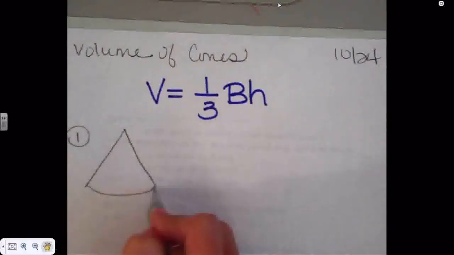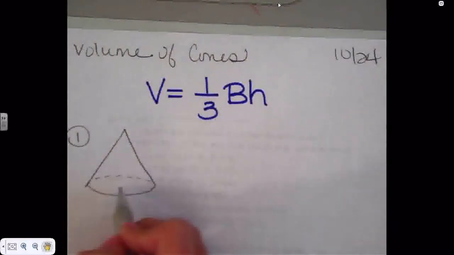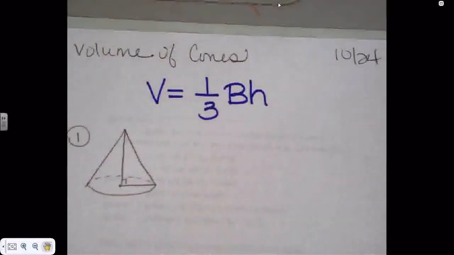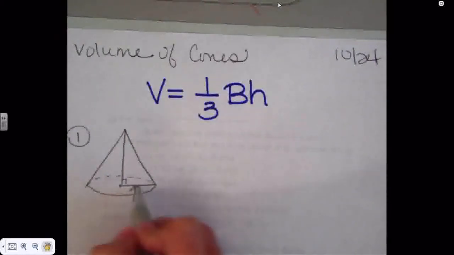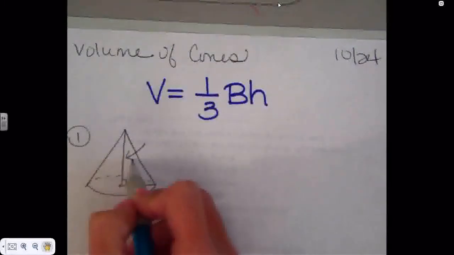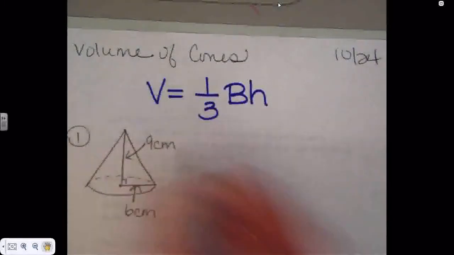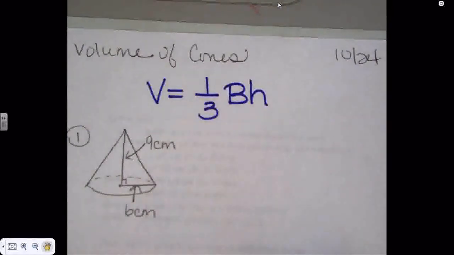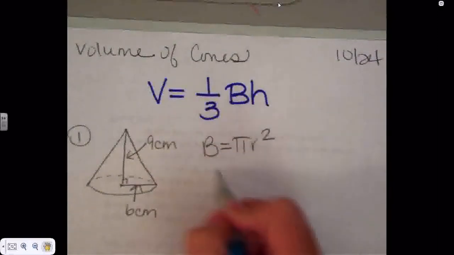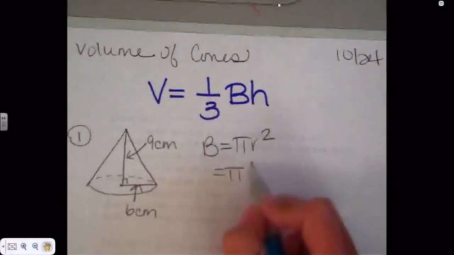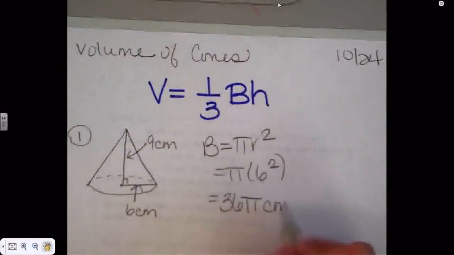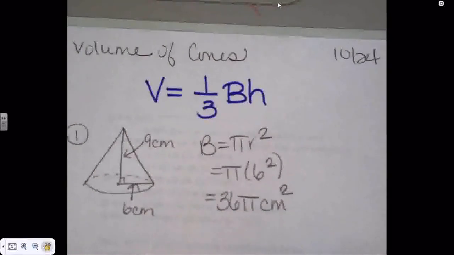So here we go. Here's our cylinder, here's our cone. This value is 6 centimeters, and this right here, the height of the cone, is 9 centimeters. So we're going to do just like we did yesterday. I'm going to find the area of my base first, which is still pi r squared. My radius is 6, and I'm going to square it. So 36 pi centimeters squared is the area of my base.